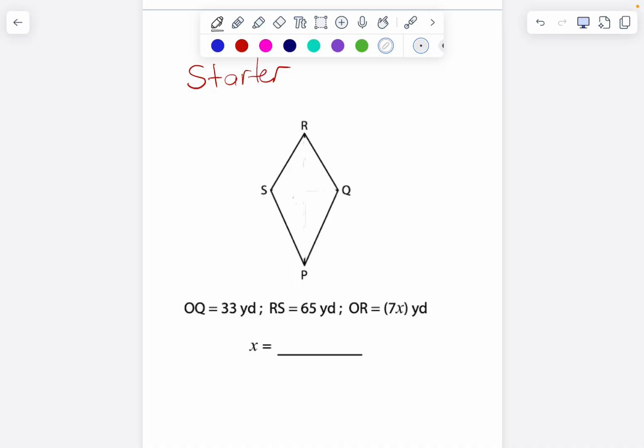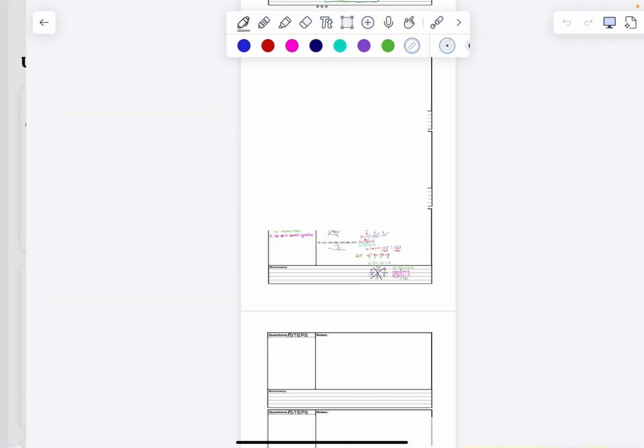And honestly, as we get through this unit, it might look a little bit like a rhombus, so we'll have to be careful that we distinguish between which is which. Quick review of our kite properties.